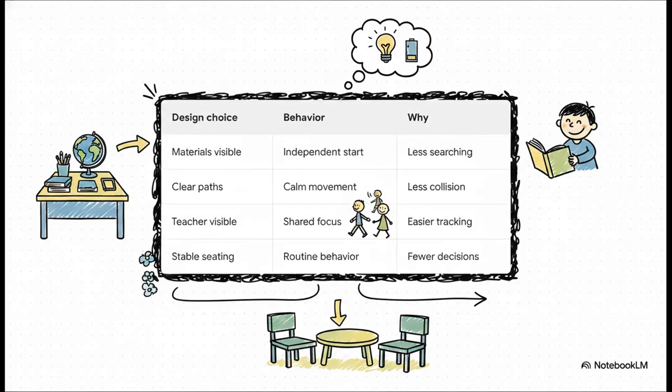Let's break down how specific design choices can lower this energy cost of learning in different spaces. For the parents out there setting up a home study area, simply making materials clearly visible encourages an independent startup. Why? Because it completely eliminates the need to search. For teachers, creating clear, wide circulation paths encourages calm movement because it naturally prevents collisions. And for designers, arranging stable, predictable seating means routine behavior requires far fewer decisions. Ultimately, good design just lowers the energy cost of learning.